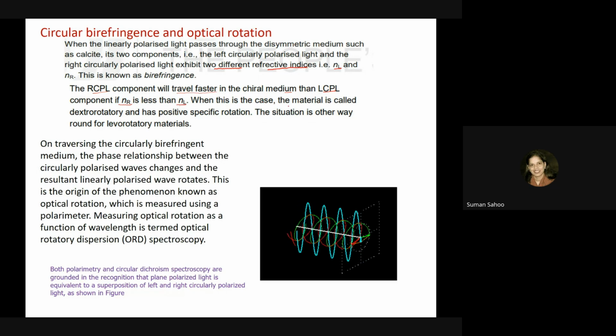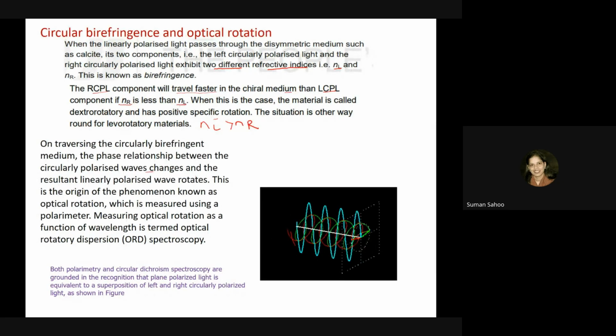In that case, the material is called dextrorotatory and has positive specific rotation, and it would be the other way around for a levorotatory material, where NL would be more than NR. Okay, so in the case of optical rotation in a circularly birefringent medium, the phase relationship between the circularly polarized waves changes and the resultant linearly polarized wave rotates. This is the origin of the phenomenon known as optical rotation.